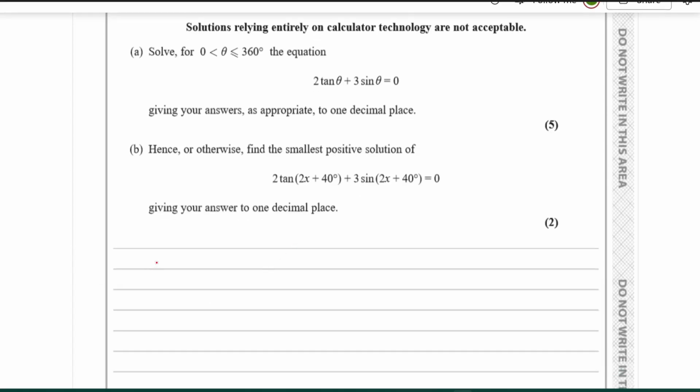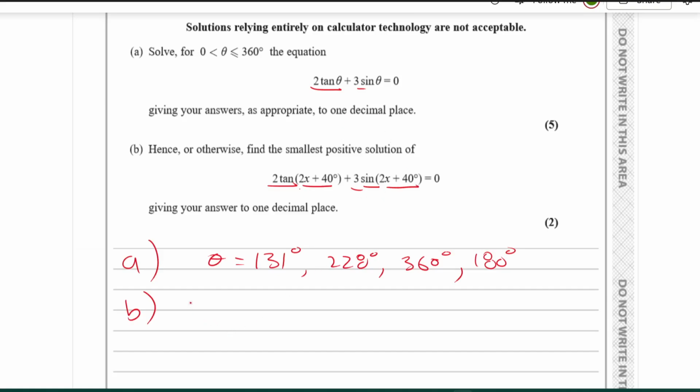So the answer we got for part A was theta equals 131 degrees, 228 degrees, 360 degrees, and 180 degrees. So this question says, hence or otherwise, part B, find the smallest possible solution of this part. So basically this is the same as 2 tan theta, 3 sine theta, with 2x plus 40. So basically 2x plus 40 is similar to theta.